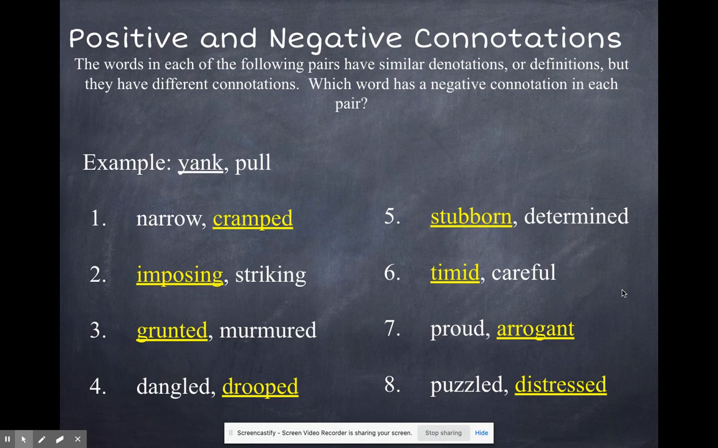So this is what you should have seen. So we've got cramped, imposing, grunted, drooped, stubborn, timid, arrogant, and distressed. The words that are in white that are not underlined would have more of the positive connotation for the pair.